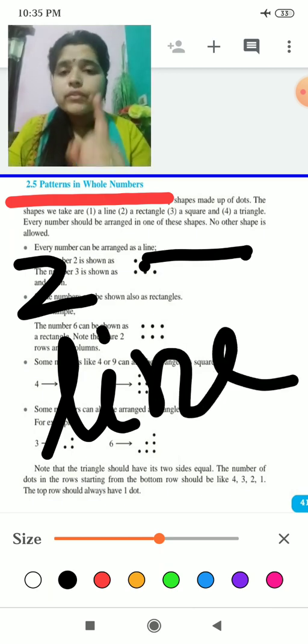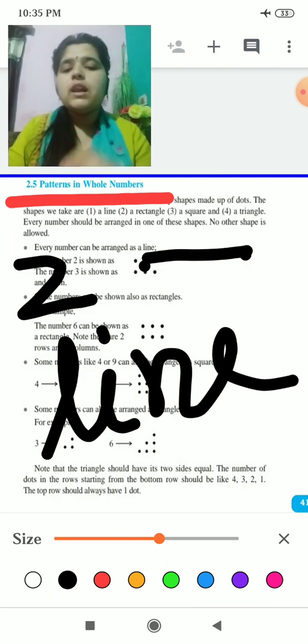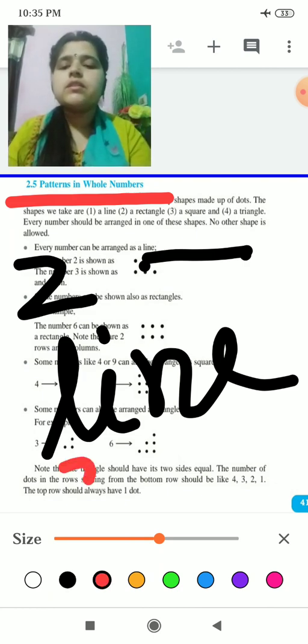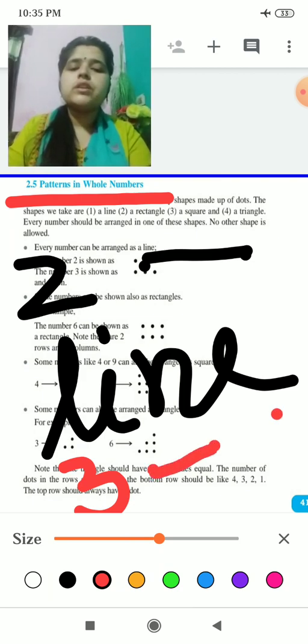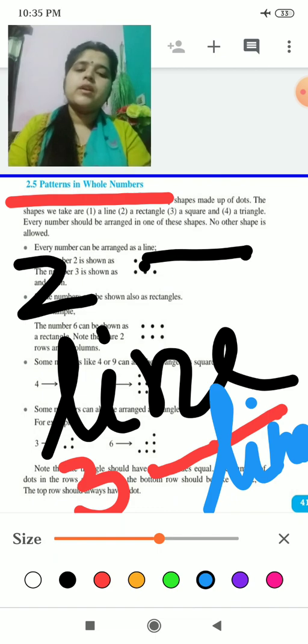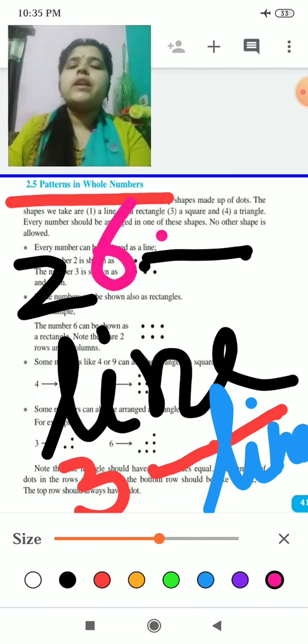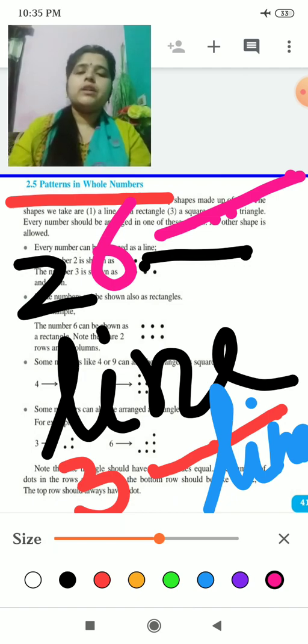Every number has the shape of a line. Let's see another one. This is 3. I have taken one dot here, one here, one here. Now I am joining all these 3 dots. What is the shape here? Yes, the shape here is also a line. Again I am taking 6 dots, and it is the shape of a line. So every number starting from 0 can have the shape of a line.